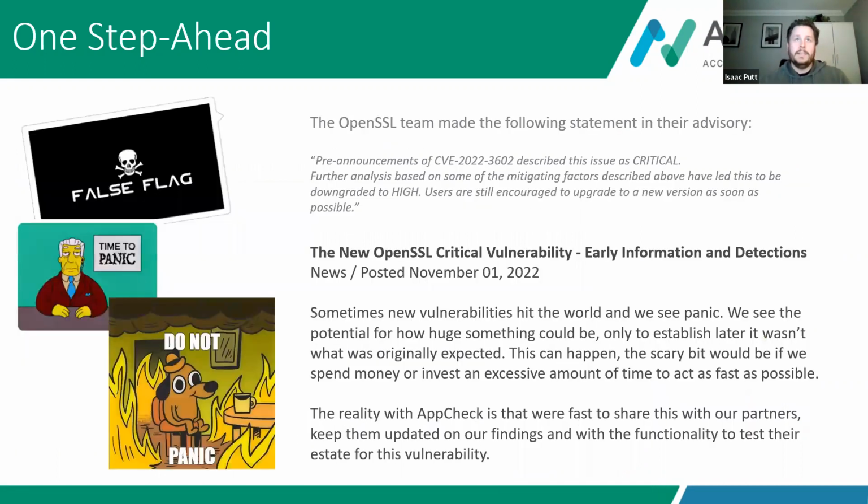But then sometimes, just to turn that on its head, something new could hit the world, like OpenSSL, where you do get that time to panic situation. You do get that human response to say, hang on a minute, I need to test for this right away. And actually, in this case, as much as we were able to communicate what the vulnerability was, and the fact that it hit the world, and the fact we were able to test for it, in reality, this was actually a false flag, if you will. It was less of a concern than we, and the world, originally anticipated. And so the key for us was communication at the earliest possible instance.